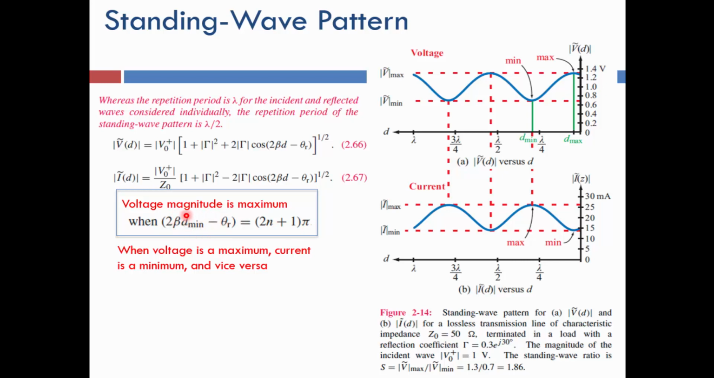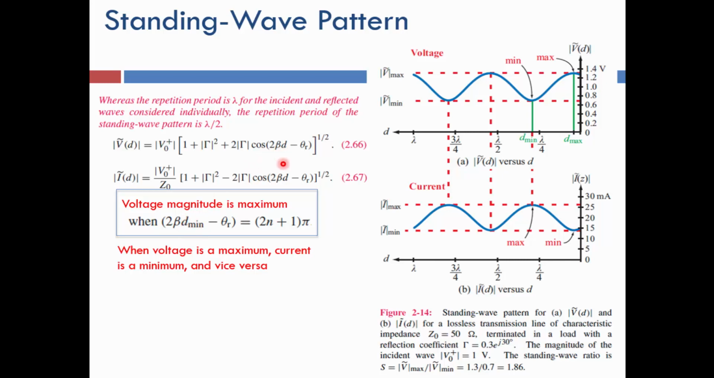And we could consider this position as the position of minimum voltage. So we could say D minimum occurs when this argument is equal to odd pi. Here n represents an integer number 0, 1, 2, 3, 4 and so on. So when this argument is equal to odd pi, that means the position is the position of minimum voltage.